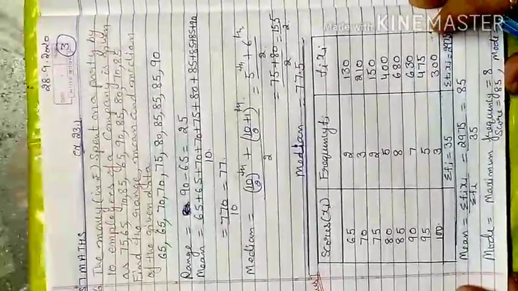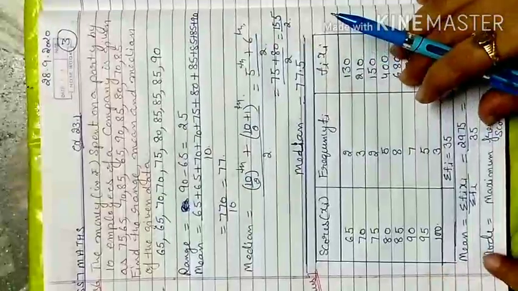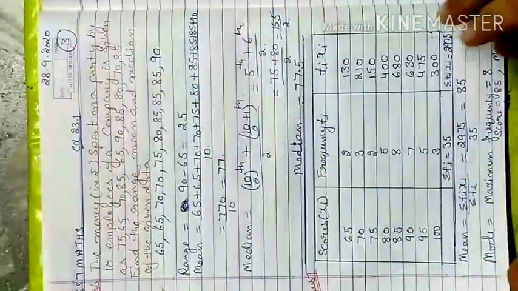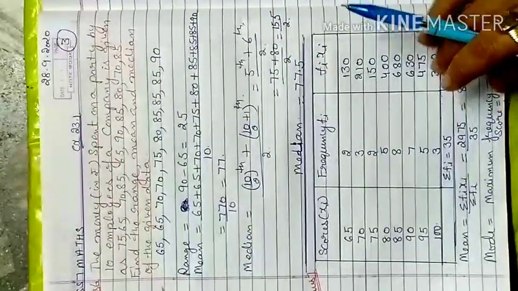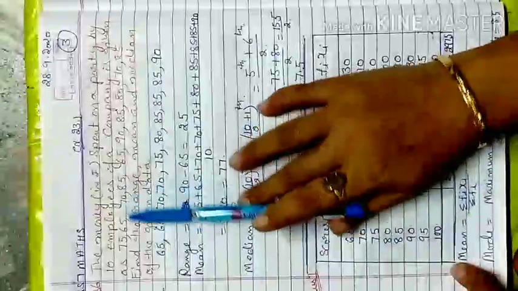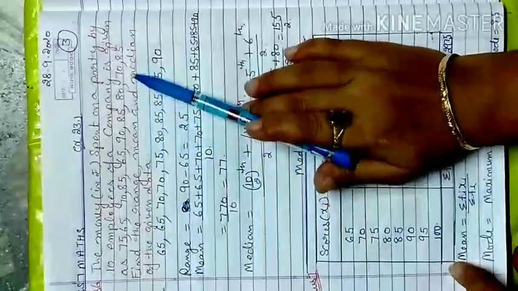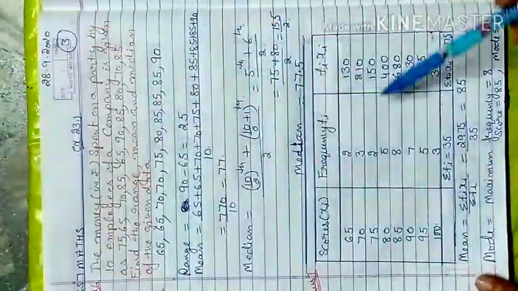In this sixth question you have the money in rupees spent on a party by 10 employees of a company. The 10 employees of a company arrange a party and they spend some money on the party like this: 75, 65, 70, 85, 65, 90, 85, 80, 70, 85. Find the range, mean and median of the given data.